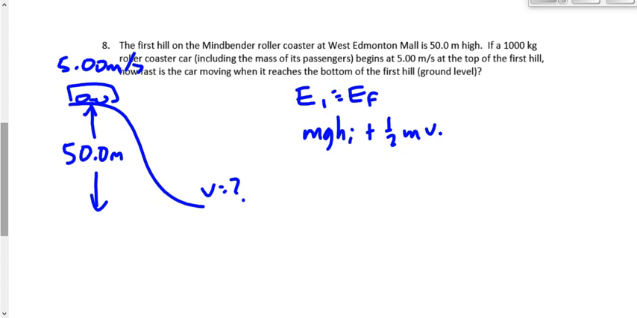Now, when it reaches the bottom, when it reaches the end of the problem, does it have a height? No, it doesn't, so there's no potential. Is it moving? Yes, so it's got kinetic energy. So this is what my equation is. What's my shortcut? A little bit of a shortcut, right? Cancel the masses.